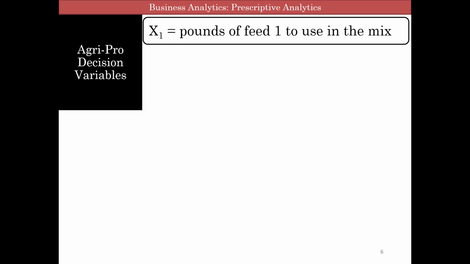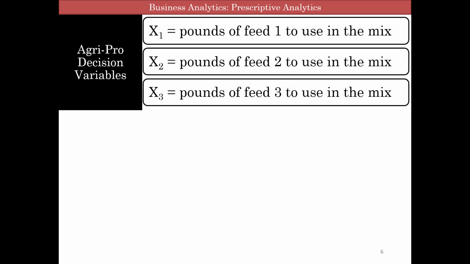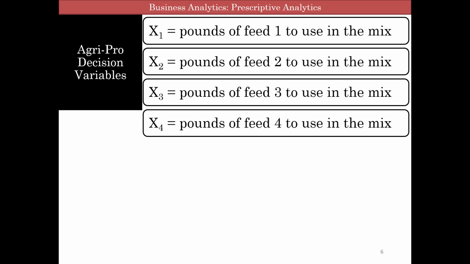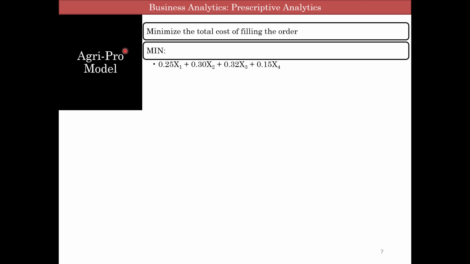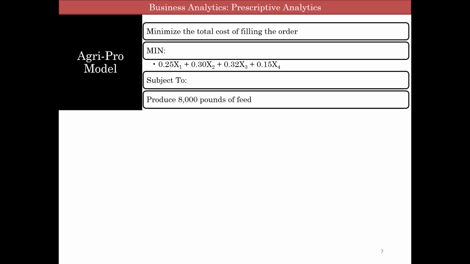So let x1 be pounds of feed 1, x2 feed 2, x3 feed 3, and x4 feed 4. And based on this mixture, we're going to minimize our cost. So objective is to minimize the total cost of filling the order. And of course, here we have 0.25x1, which is your 25 cents per pound, 30 cents per pound, and this is the cost, right? Subject to, you have to produce 8,000 pounds of feed. So x1 plus x2 plus x3 plus x4 is 8,000.